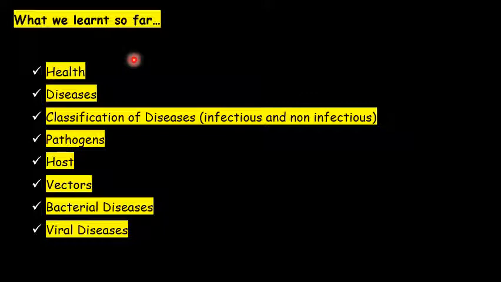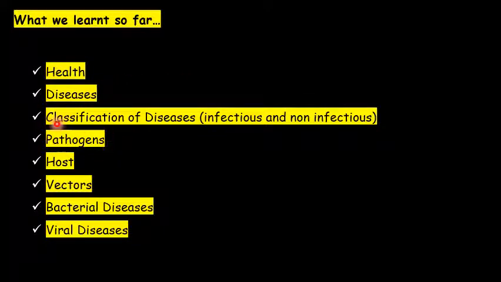So let us just recall what we learned from our previous video. We learned what is health according to WHO, and we learned what is disease, and the difference between a person who is really healthy, and a person who is really poor in health, even if he doesn't have any diseases. So we learned the difference between disease-free and health. Remember? And we learned about the classification of diseases, which is infectious and non-infectious, and also we learned about pathogens.